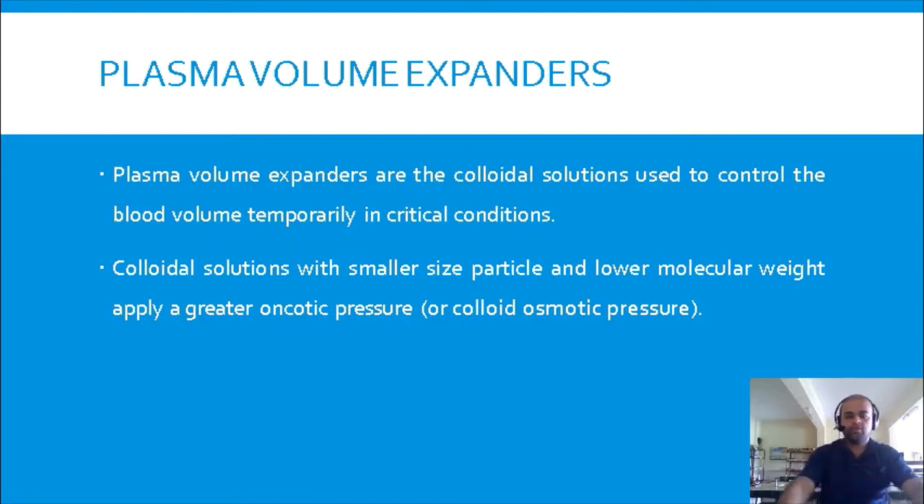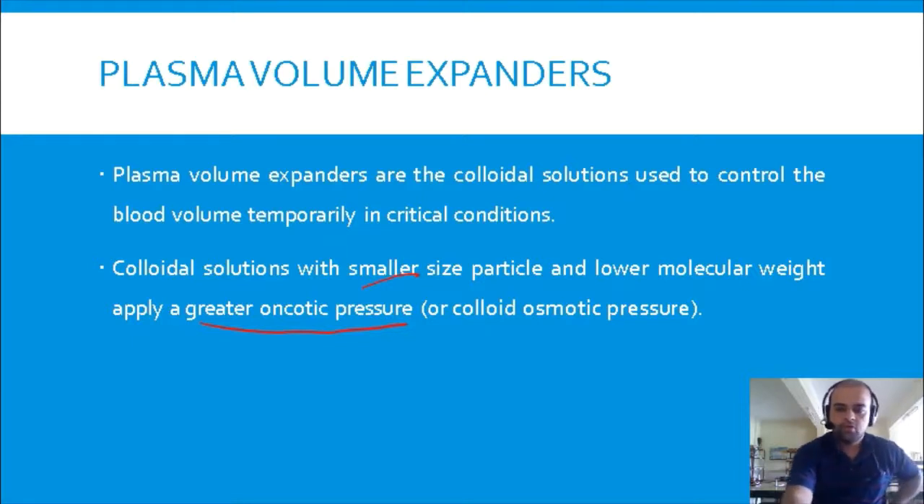So these drugs are colloidal solutions which are used to control the blood volume temporarily in critical conditions. The colloidal solutions with smaller particle size and lower molecular weight apply greater oncotic pressure. Okay, so oncotic pressure is the pressure which is exerted because of the presence of the proteins suspended in that particular solvent. So this oncotic pressure is because of proteins which are suspended in the solvent.